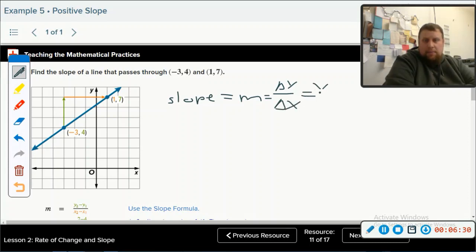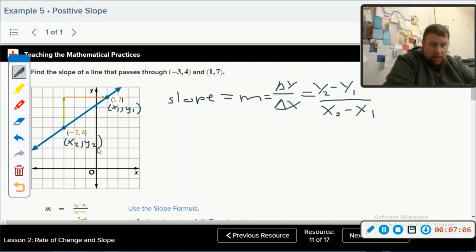And what is our change in y? That's really just taking my second y value and subtracting my first y value. I'm going to divide that by taking my second x value and subtracting my first x value. Now what does that mean? Well, look at these 2 points right there. If I were to call this x1, y1, and I were to call this point x2 and y2. And I could have switched. I could have done the second point and negative 3, 4 the first point, but I didn't.